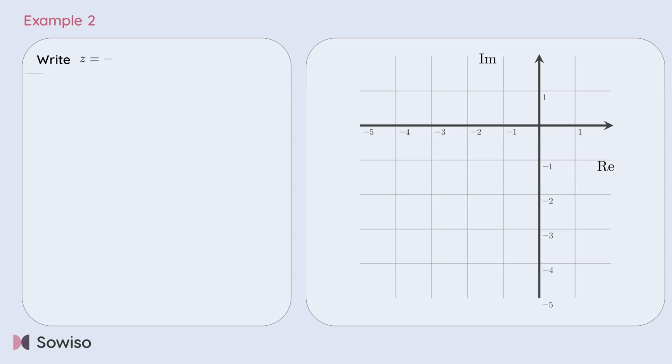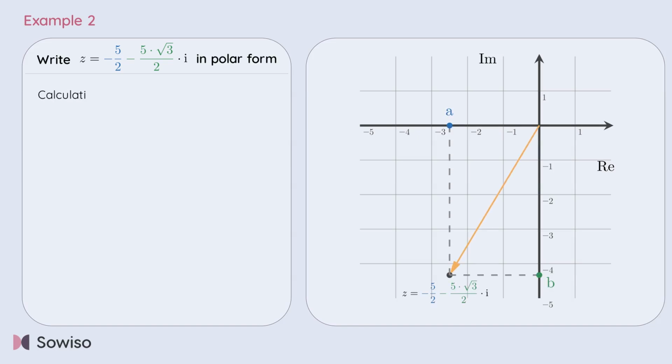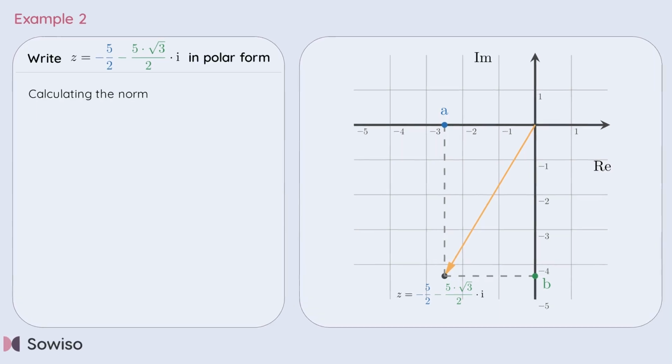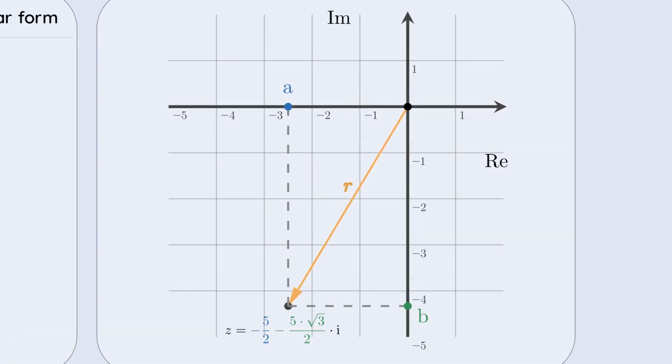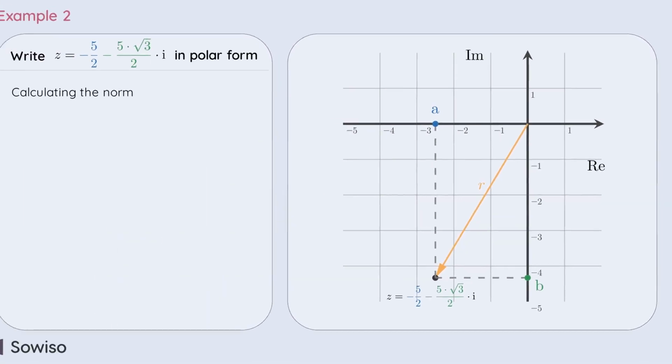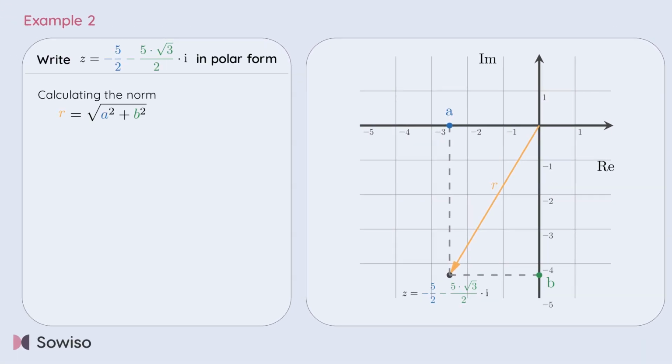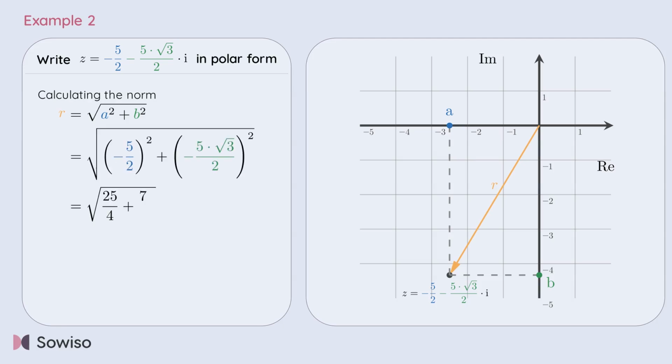Now let's take a look at another example. We want to write negative 5 over 2 minus 5 times the square root of 3 over 2 multiplied by i in polar form. We can once again represent this complex number as a point in the complex plane. First, we calculate the norm of z. The norm r is the length of the position vector of z. r is equal to the square root of a squared plus b squared. If we substitute our values for a and b, we can calculate that this equation simplifies to 5.